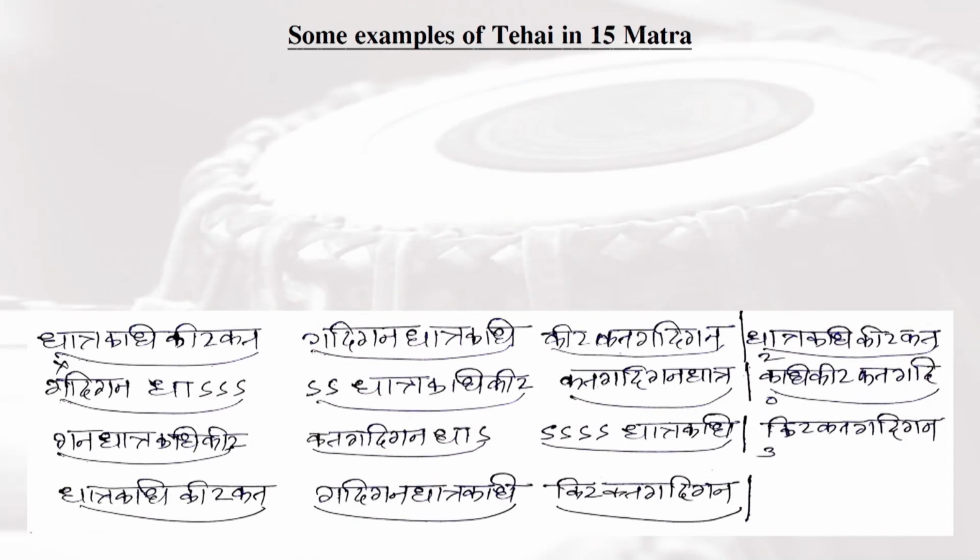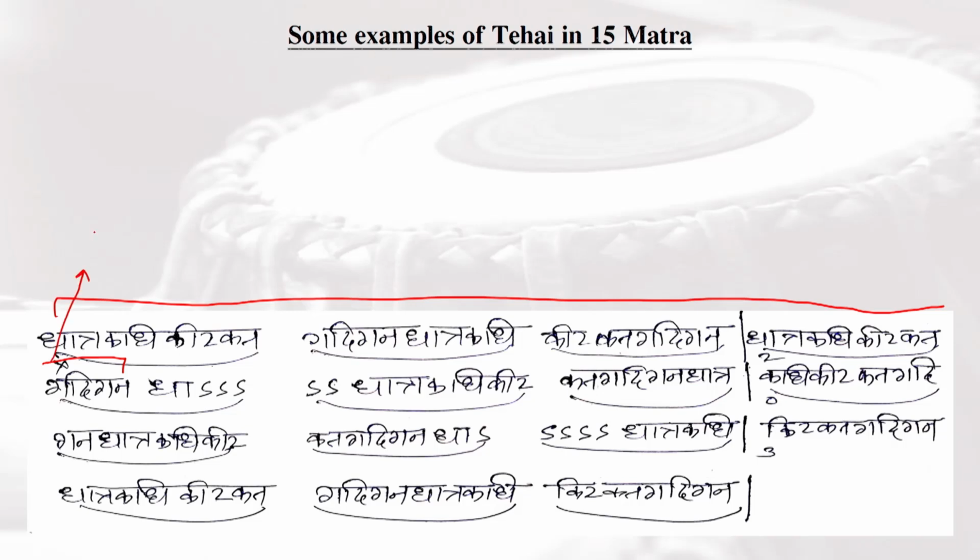Another example we have. Let's see the structure of this Tehai. Dhataka dhikita kata gadigana, dhataka dhikita kata gadigana, dhataka dhikita kata gadigana. So this is 4.5 structure. Palla will be 4.5. I will mark the Palla first. It continues to the 5th Matra here, and this becomes the Palla of 4.5.